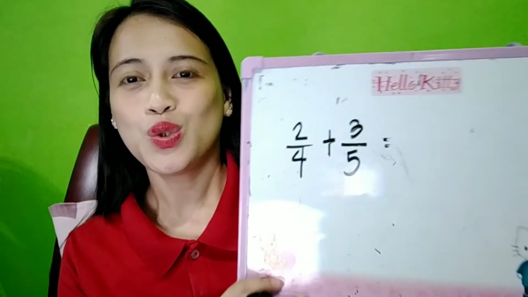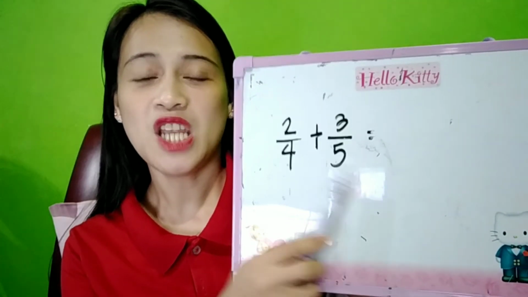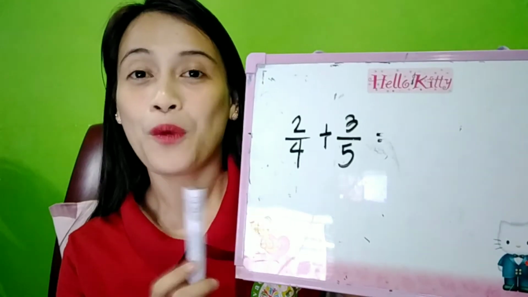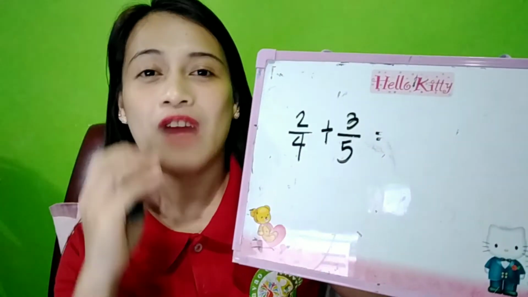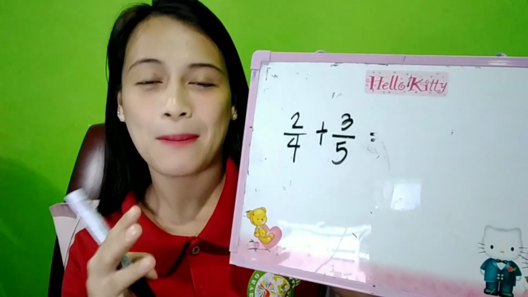Now let's start with, so we have this fraction 2/4 plus 3/5. So look at the denominators, different, dili pariha. So, dili ta pwede mag-add diretso sa numerators. So, unsay buhaton? Find the LCD or pangitao na to ang least common denominator.